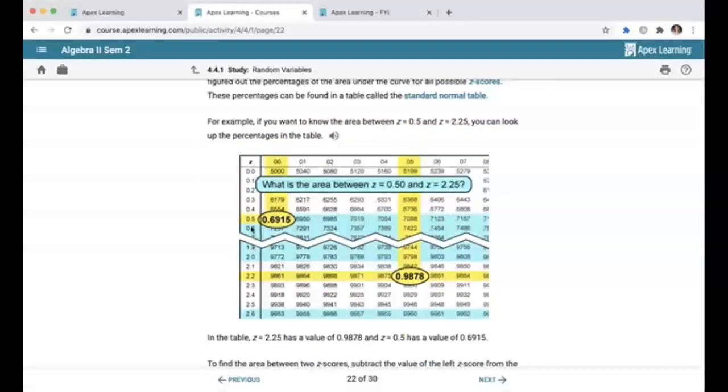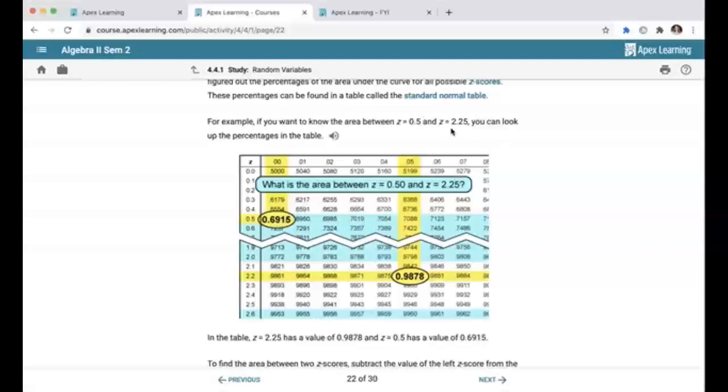Look at the values. This one here is going only to the 10th place. This one here is talking about the 100th place. So if we look at this first value of 0.5, we look at our z value, we go to 0.5. And since there's no value in the 100th place, we go to the 0 here. So the percentage for our 0.5 is this 0.6915.